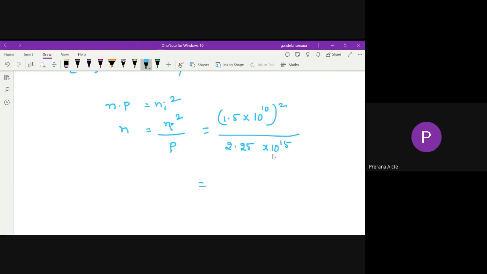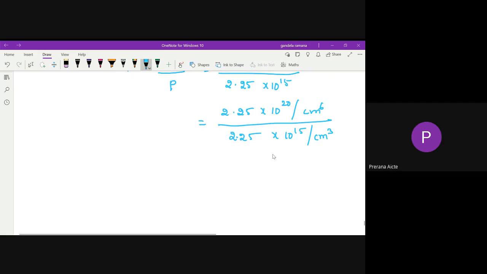So what do we get? When we do the square, the value we get is 2.25 into 10 power 20 per centimeter to the sixth, divided by 2.25 into 10 power 15 per centimeter cube. So 2.25 cancels, and the final answer is 10 power 5. 20 minus 15, so 10 power 5 per centimeter cube. This is the answer.